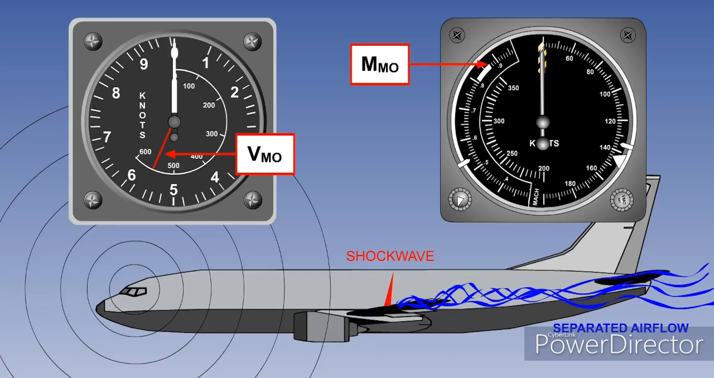The limits are VMO, the maximum operating indicated airspeed, and the equivalent Mach number, MMO. The high-speed warning is aural, either a clacker, horn, or siren, and is designed to be easily distinguishable from the low-speed stick shaker triggered by high angle of attack. The warning will not be cancelled until the speed is reduced below the speed at which it is triggered.